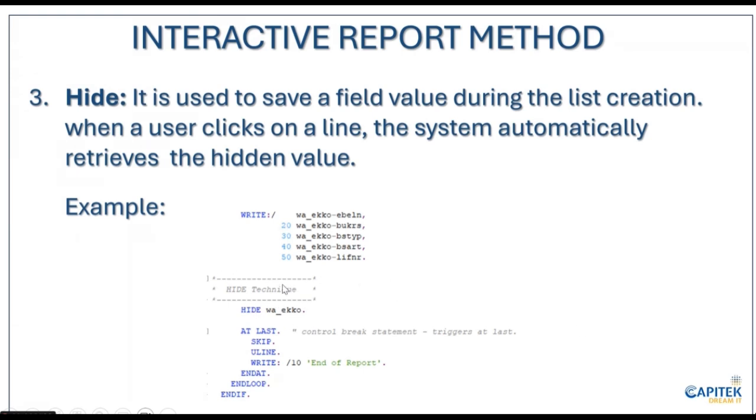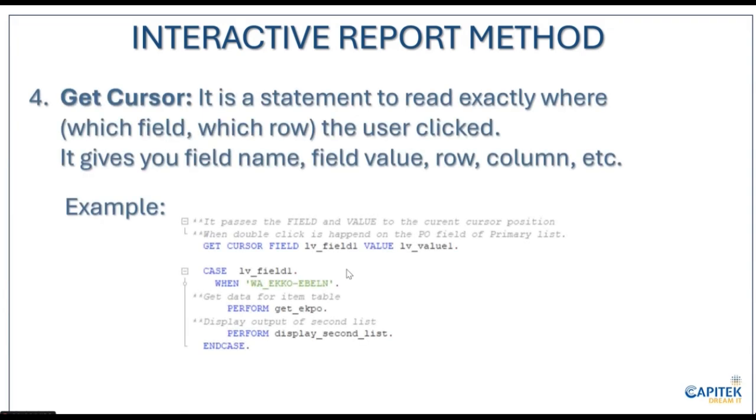So what happens using this hide technique? When the user clicks on a line, the system automatically reserves that line internally in memory. And whatever line is used, we will make use of that line for our navigation from one list to the other list. How do we use that? I will tell you in the program directly. So that's about one technique.